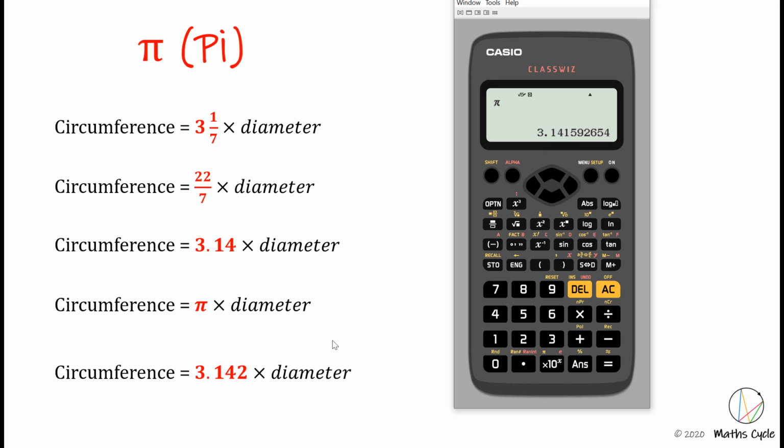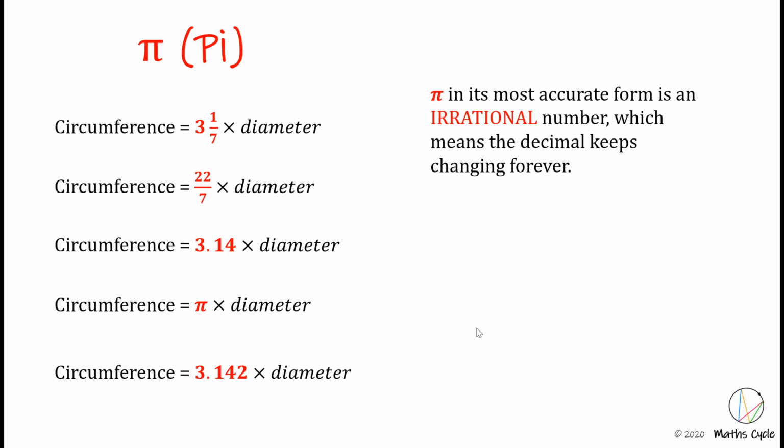So over here on the left, this is the last option. In some questions they say, please use 3.142 to calculate your answers. In actual fact, your calculator can't even fit in the whole number pi. It's just giving you the amount of numbers that it can manage to give you on the calculator.